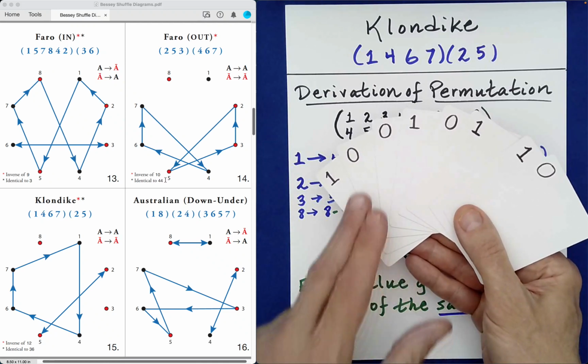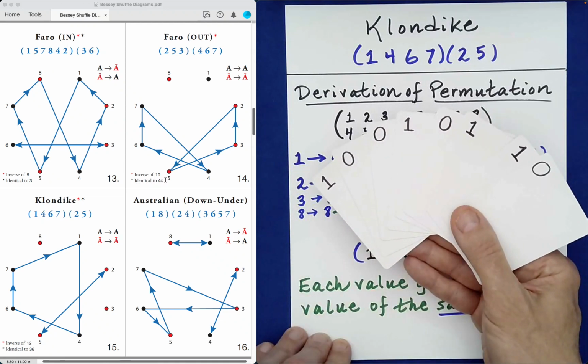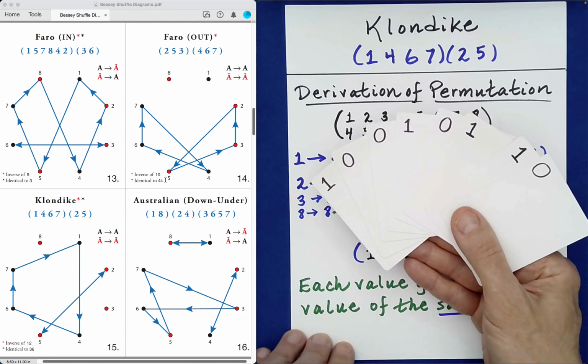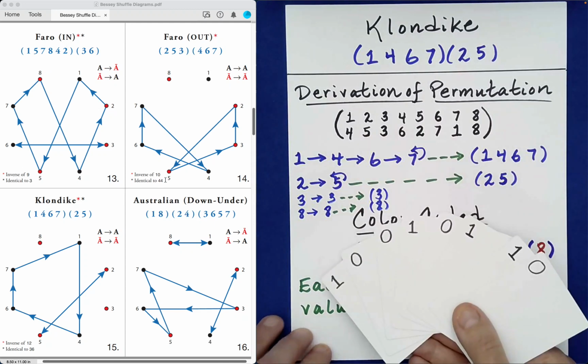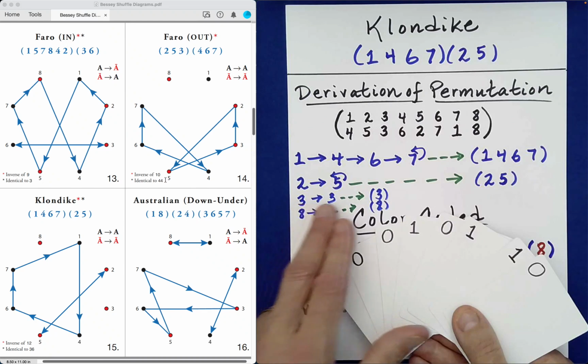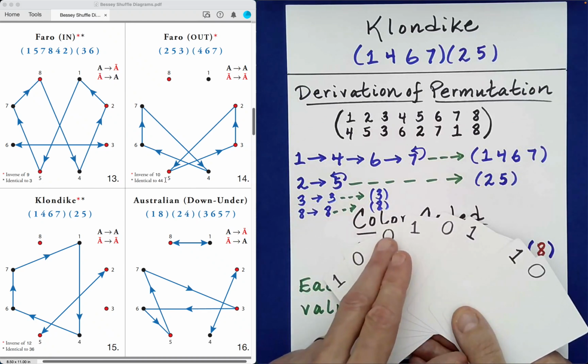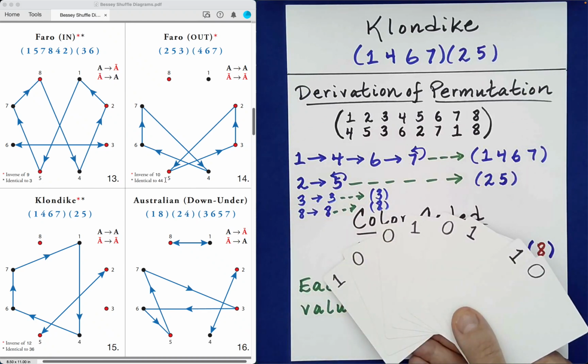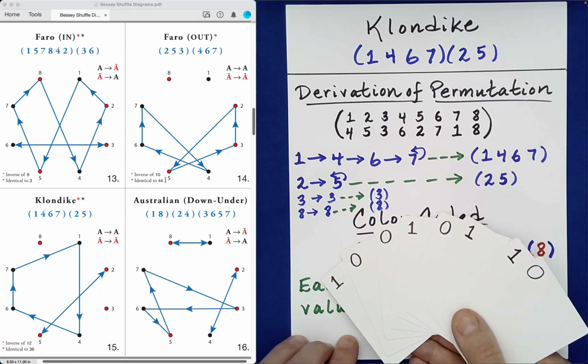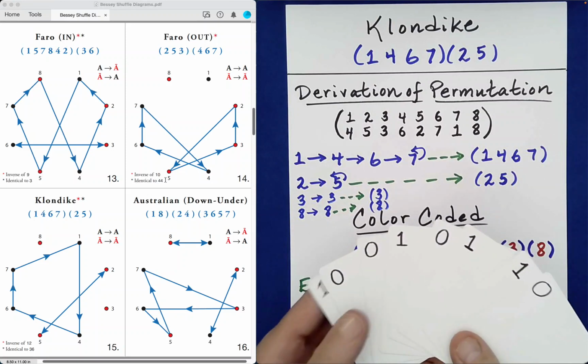And the cards labeled 0s are also moving around themselves with 2 exceptions. The 0 right here in position 3 will stay right there. It will be returned to position 3 after the Klondike Shuffle has been completed. Also, the 0 in position 8 down here will be returned to position 8. And that's because those are fixed points.